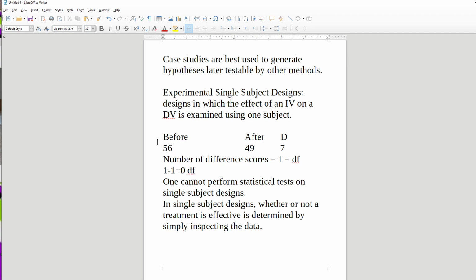Well, he was hitting himself 56 times before the treatment and 49 times after the treatment here. And so he was hitting himself less after the treatment than before. That's what we wanted. So do we conclude that the treatment was effective? Well, you maybe can see a problem here.